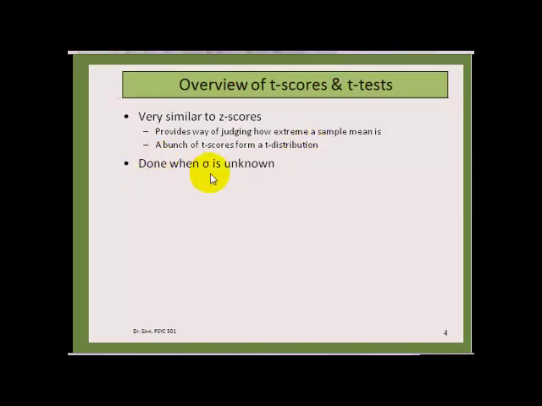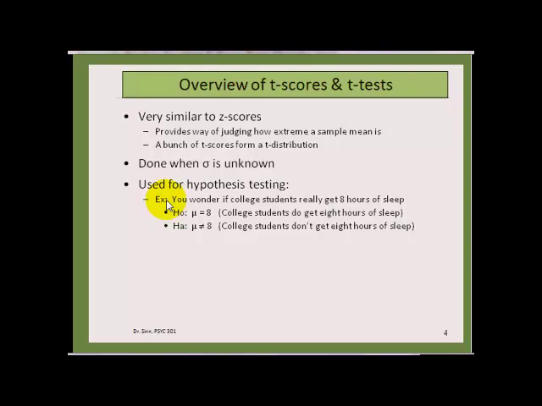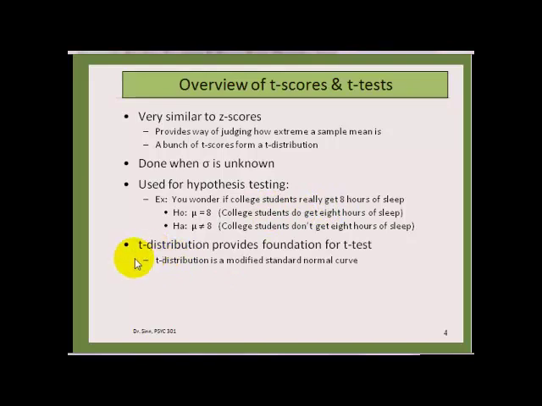We do it when the standard deviation is unknown. So a classic case, which we'll do in class, is let's say you wonder if college students really get 8 hours of sleep. Well, you have a mu there on which you can form your null and alternative hypotheses, but we don't have the standard deviation in the population. So we would do a t-test, and it's the t-distribution that provides the foundation for a t-test. And the t-distribution is a modified standard normal curve.